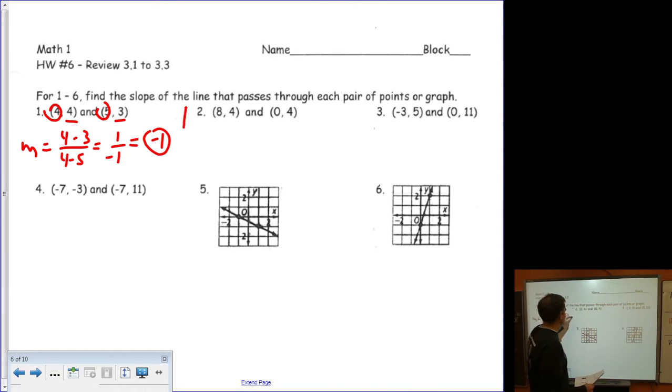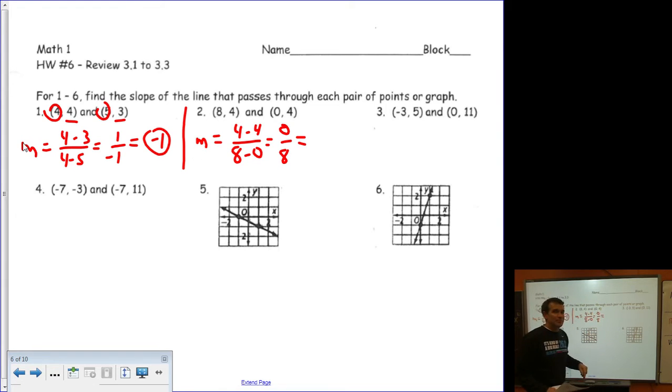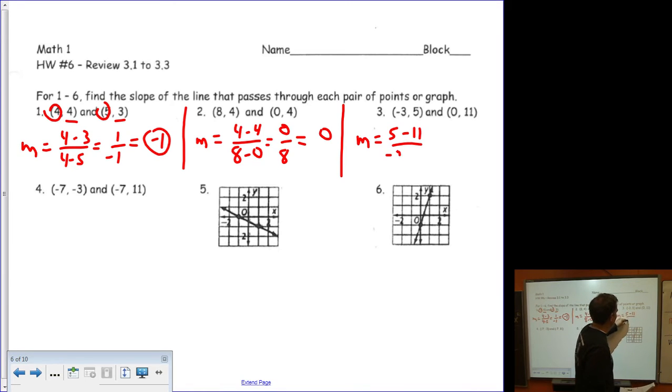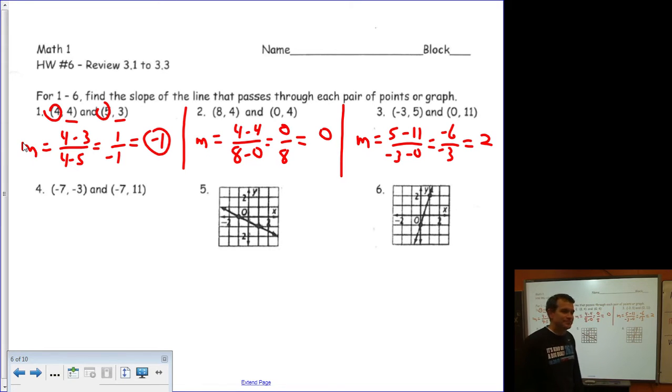Number 2, same formula. You would calculate the slope by doing y minus y over x minus x. That would be 0 over 8, which simplifies to 0. Number 3, you would calculate the slope by doing y minus y over x minus x. That would be negative 6 over negative 3, which simplifies to 2.